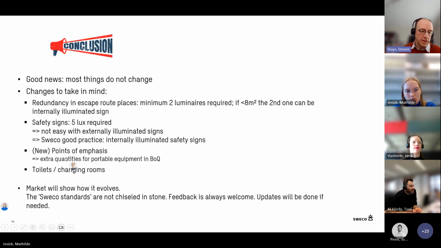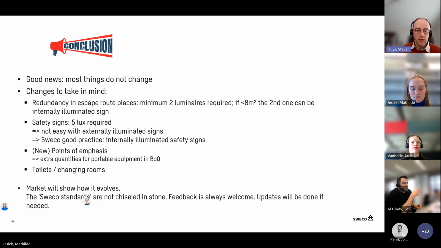And then the points of emphasis, some of them are new, most of them are not new, but make sure for the extra quantities in the bill of quantity. And then the toilets, I think we previously applied it already in a certain kind of way. The changing rooms are a bit new, maybe, especially between the 0.5 and the 1 lux, which is not clearly written in the standards, but with the examples that Mathilde has shown, we think it is clear now.